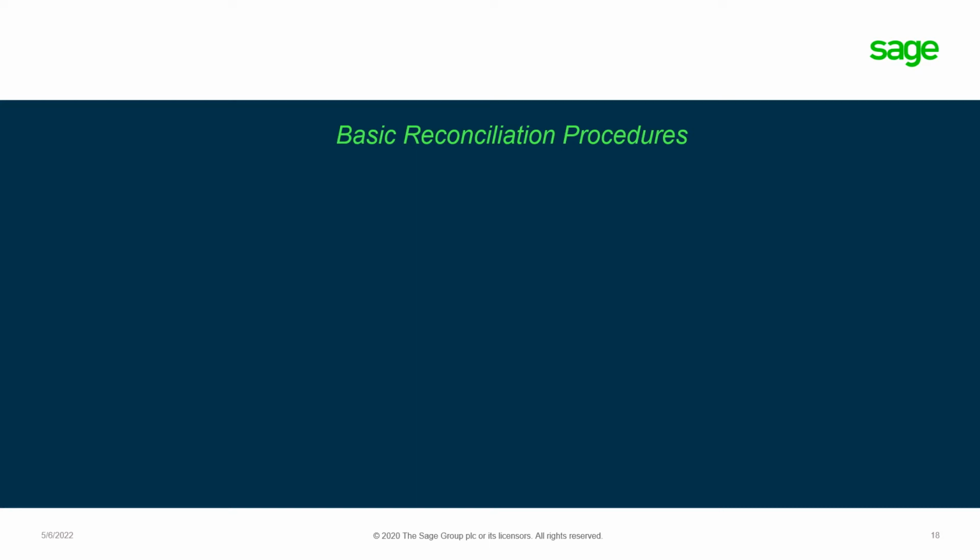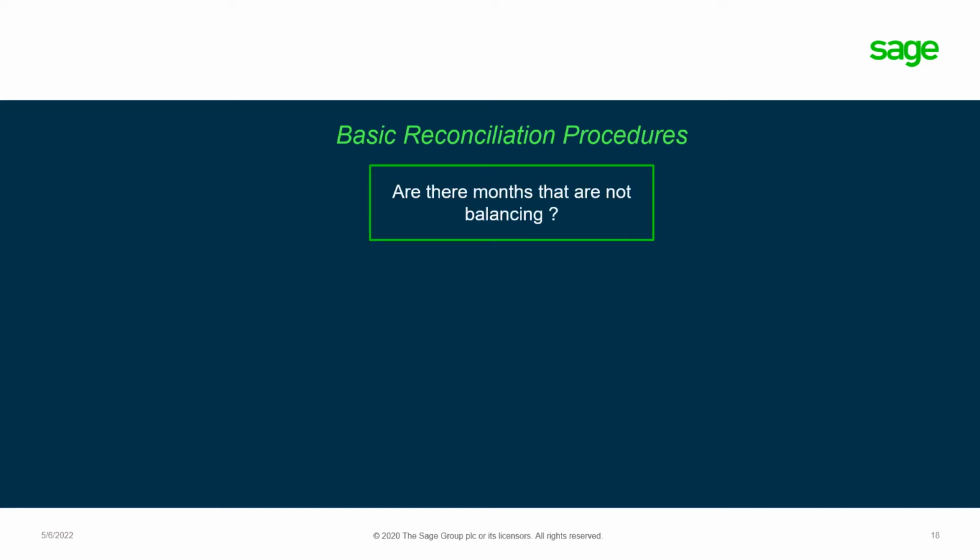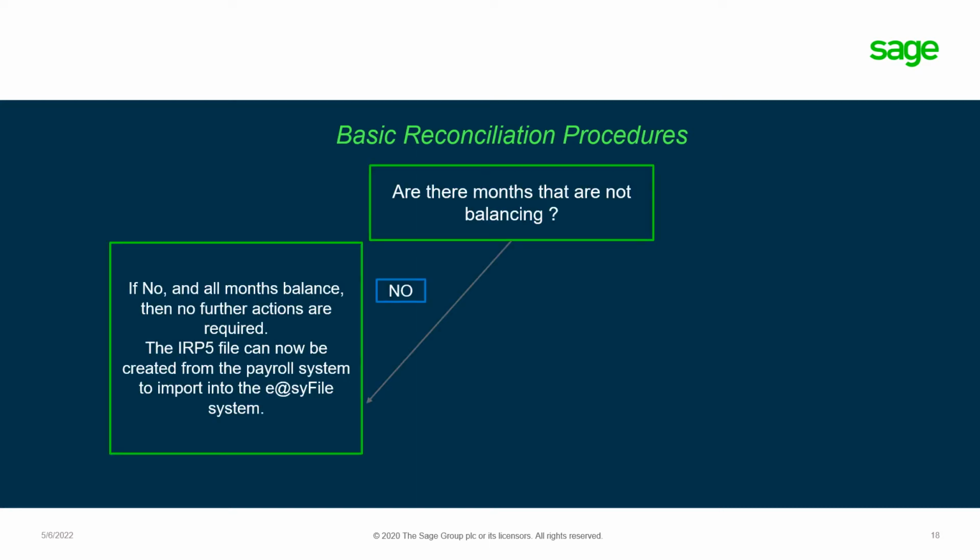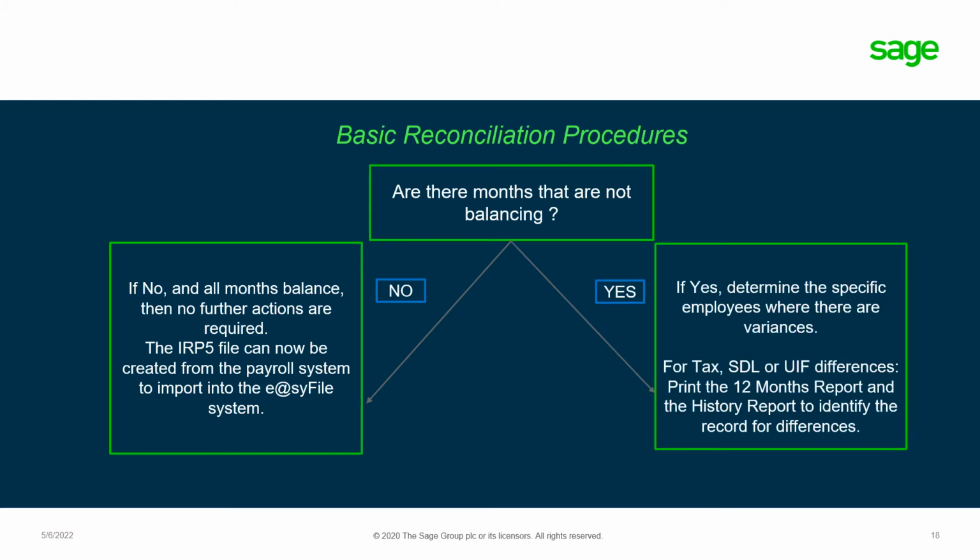The basic reconciliation procedure. Are there months that are not balancing? If no, and all the months balance, then no further action is required. The IRP5 file can now be created from the payroll system to import into the EasyFile system. If yes, there are differences, determine the specific employee where there are variances. For tax, SDL, and UIF differences, print the 12-month reports and the history report to identify the record for differences.